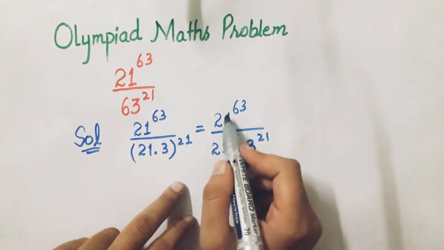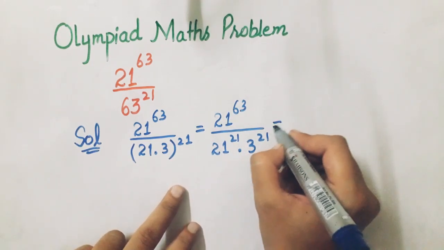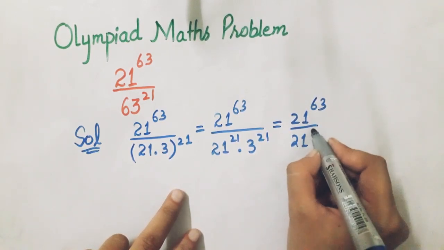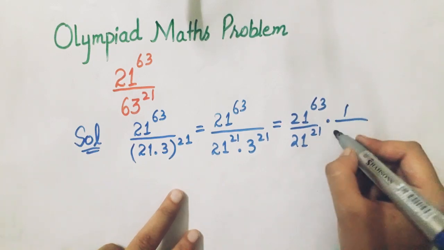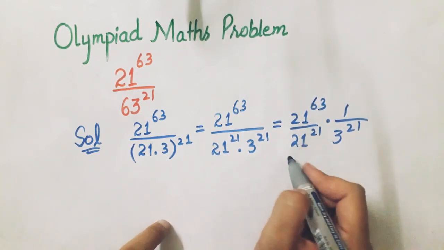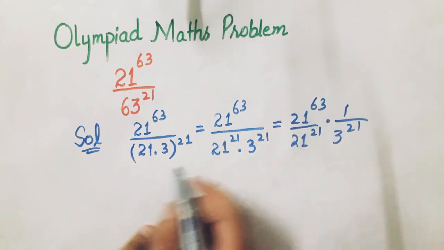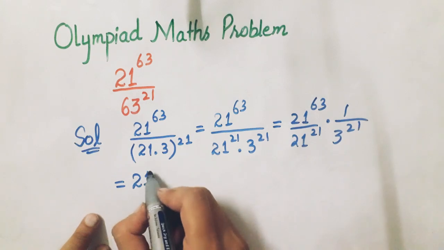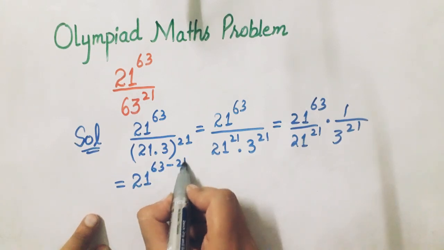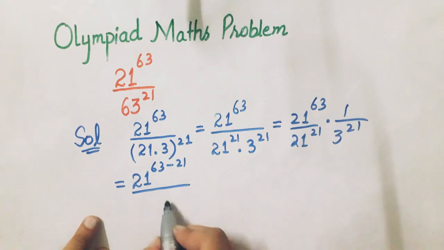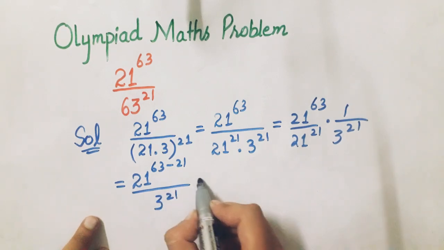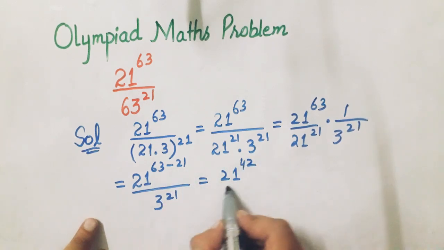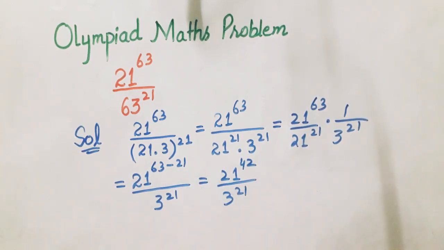Now you can see we will write this as 21 raised to power 63 divided by 21 raised to power 21 multiplied by 3 power 21. Now the bases are the same, so we will subtract the powers. So 21 raised to power 63 minus 21, and here we have 3 raised to power 21. So 63 minus 21 is 42, and 3 raised to power 21.